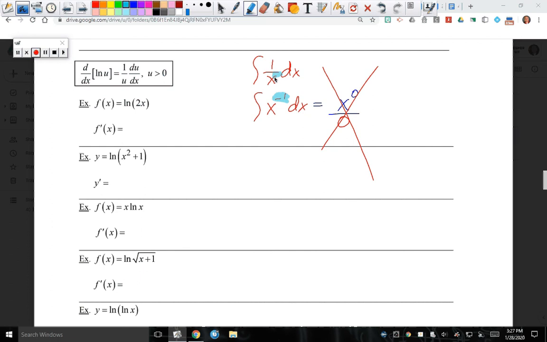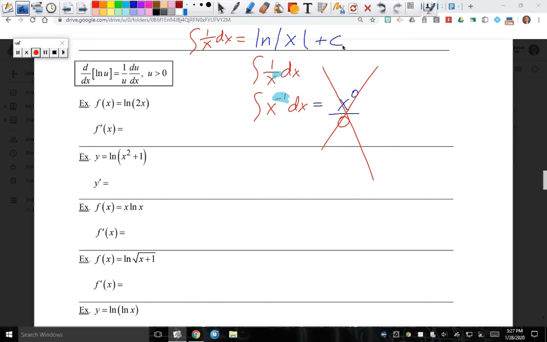Do y'all see that? If you see that, the integral of 1 over x dx is equal to the natural log of the absolute value of x. Now, look, some of you are like, why is that absolute value there? What's the domain of natural log? X is greater than 0. It can only be positive. That's why the absolute value is there.